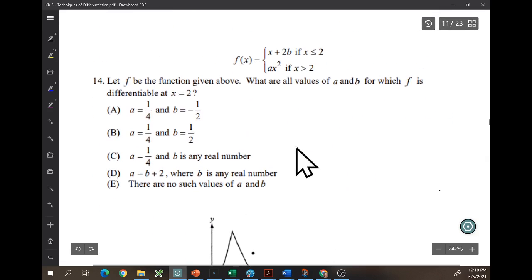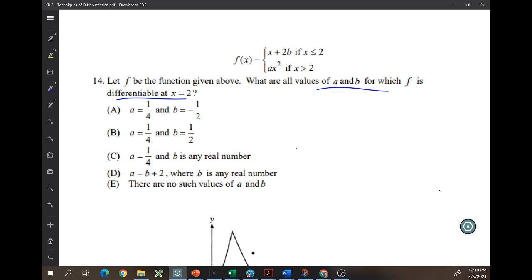Okay, next up, here's another one of these. What are all the values of a and b, which makes it differentiable at 2? This would be another good one that I might recommend that you pause and just try on your own. This is a pretty common question. It's a good one to try on your own.